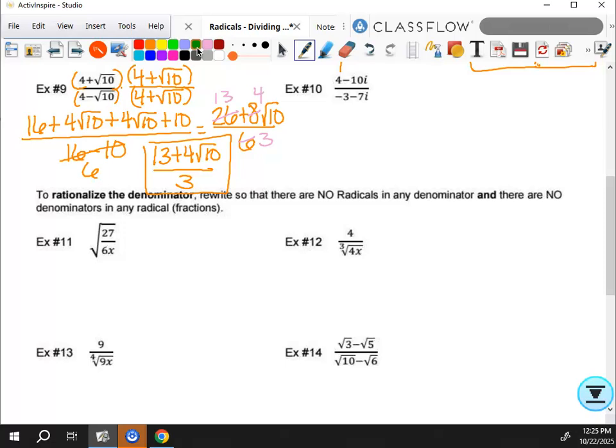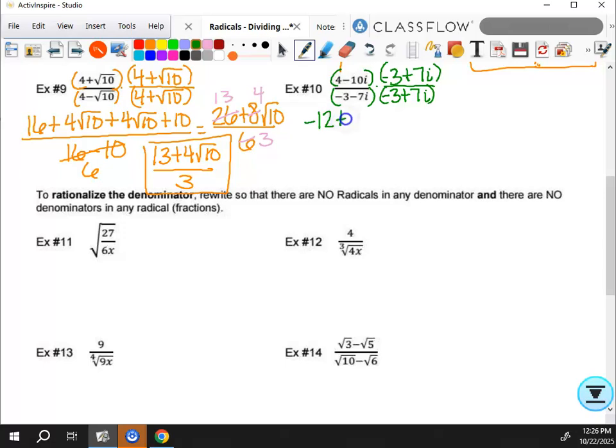All right. Now, on 10, these are imaginary numbers, but they're still irrational because i is the square root of -1. So same thing, I take the conjugate of the denominator. That's -3 minus 7i, so it'd be -3 plus 7i. You just change the sign in between them. So -3 plus 7i in the numerator here. Parentheses around everything. Numerator, we have to FOIL.